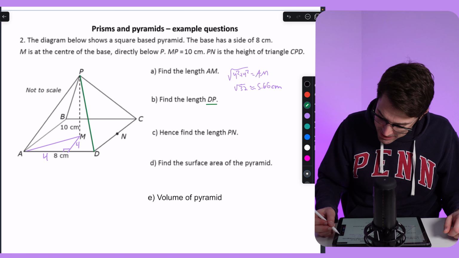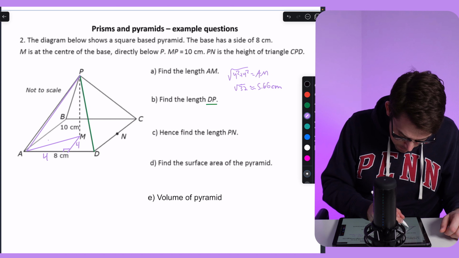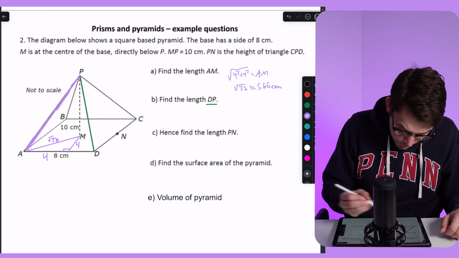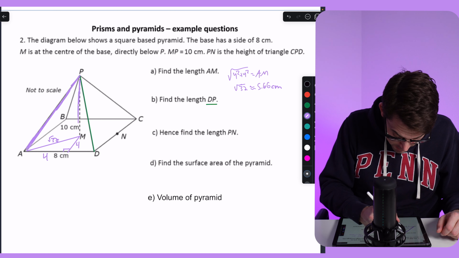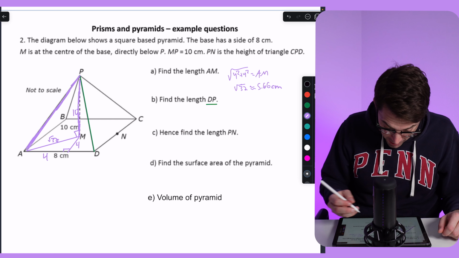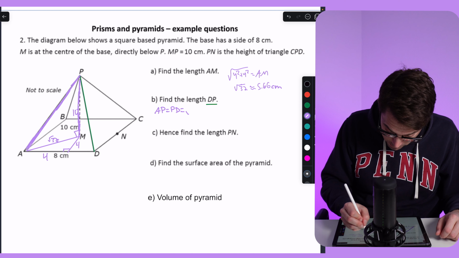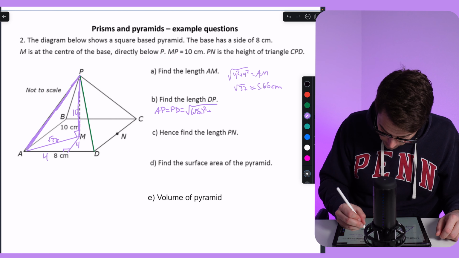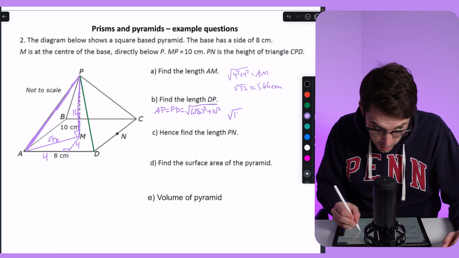And it's actually going to be a lot easier for me to figure out this height right here because I know that this right here is going to be the root of 32. I want to figure out what AP is right here, because again, that's the same thing as PD. I know that this height is going to be 10, and this is a right triangle. So AP, which is the same thing as PD, is going to be equal to the root of root 32 squared plus 10 squared, just by using the Pythagorean theorem. And that is going to give me the root of 132.